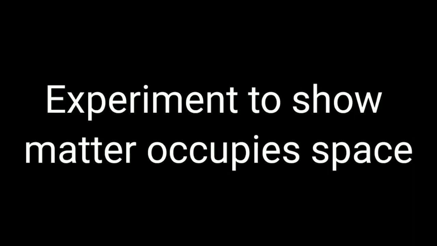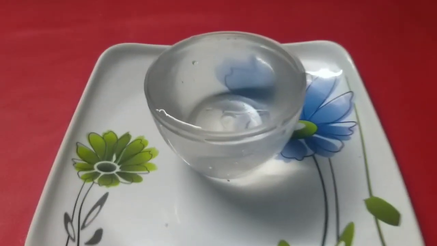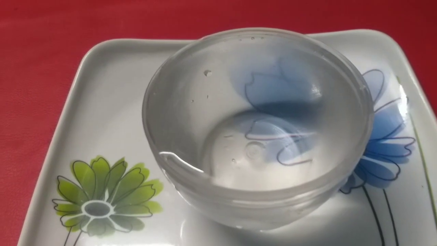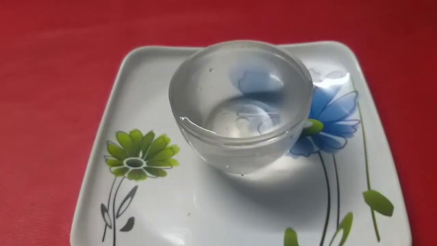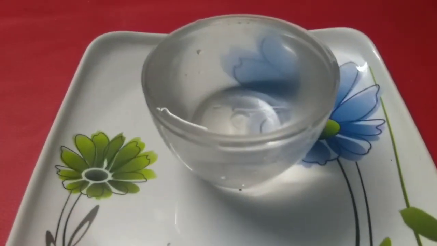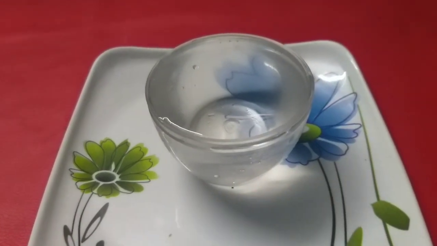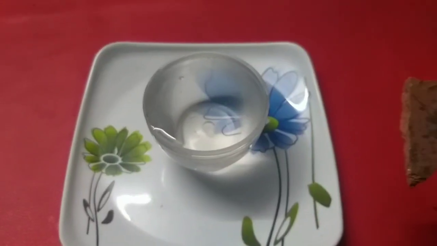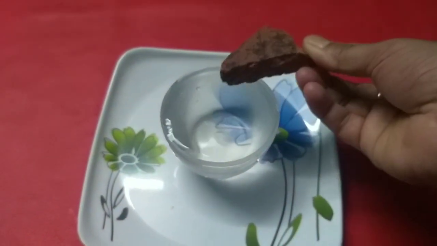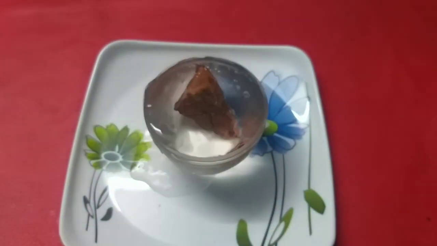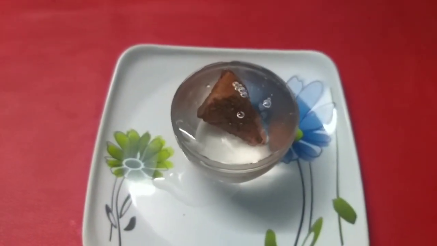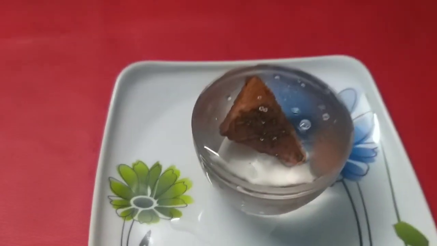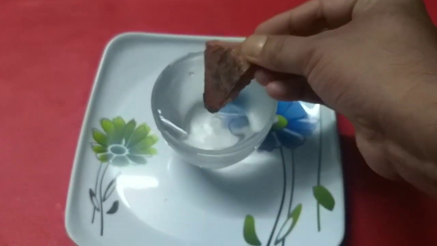In experiment number 2, it has been shown that matter occupies space. What has been done? A glass tumbler full of water has been taken and it is placed on a beaker. Now, what do we see? We immerse a stone in the tumbler containing water, and some water is overflowing. This proves that matter occupies space.